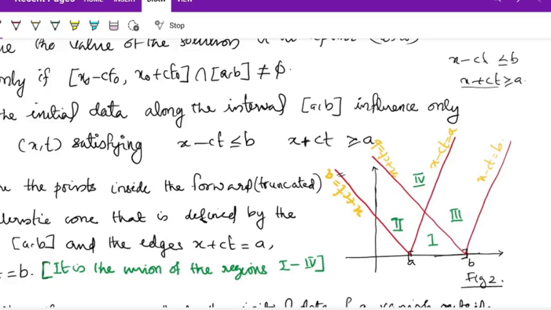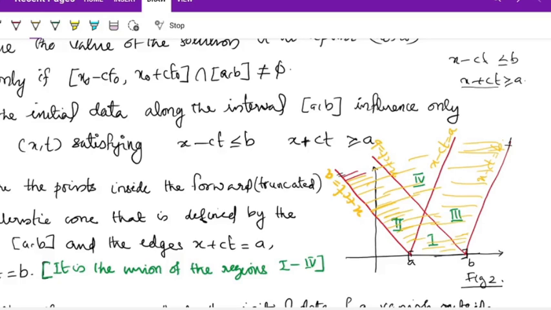belongs to this side. So this is the region where x plus ct is greater than or equal to a, and this is the line x minus ct equal to b, and x minus ct less than or equal to b means it includes this region. So these are the two inequalities this represents.